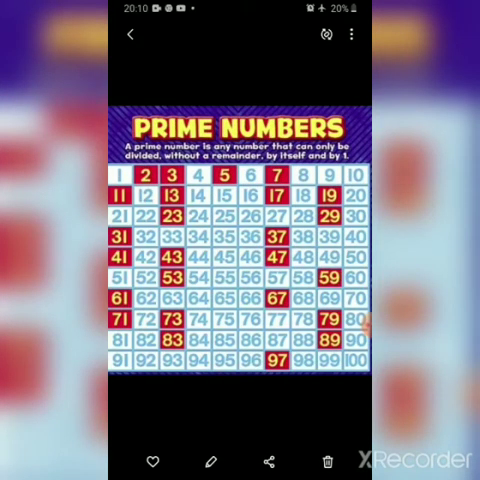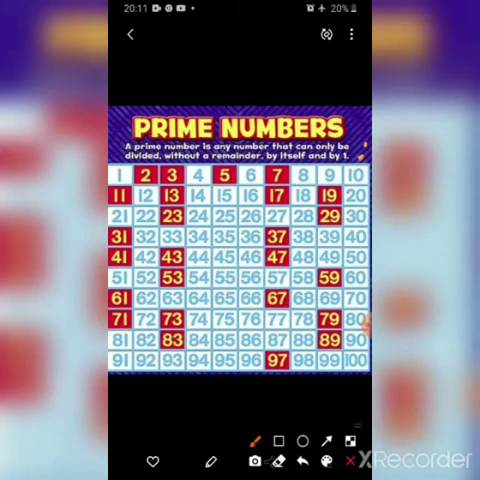Now look here, prime numbers. A prime number is any number that can only be divided without a remainder by itself and by 1. Look here at the red box. The numbers in this red box are prime numbers: 2, 3, 5, 7, 11, 13, 17, 19, 23, 29, 31, 37, 41, 43, 47, 53, 59, 61, 67, 71, 73, 79, 83, 89 and 97.